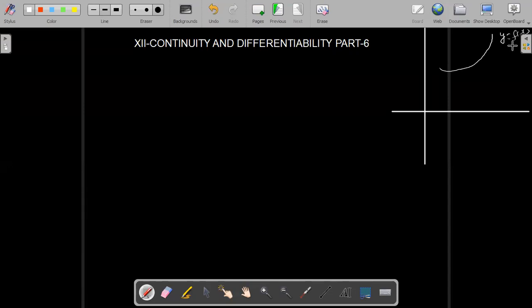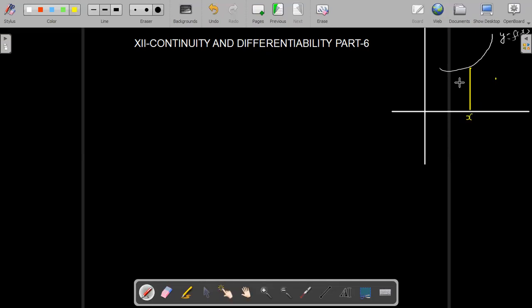Its equation is y is equal to f(x), and suppose at a point we have to check whether it is differentiable at this point or not. This we have to check at this point. Let's suppose this is x.